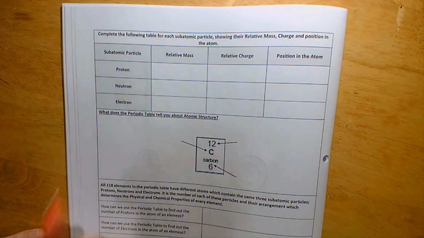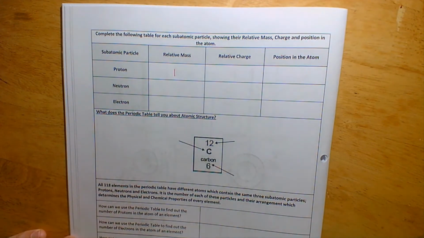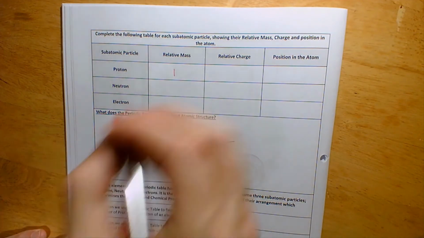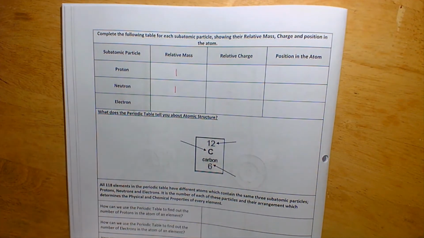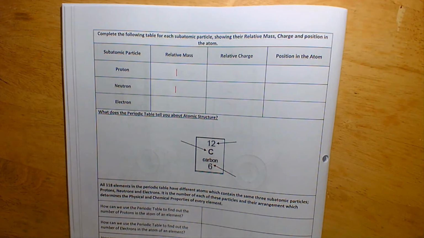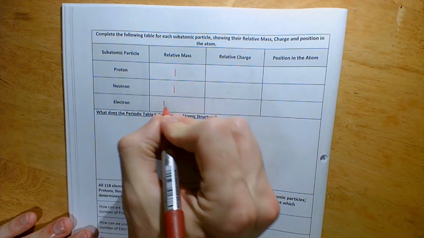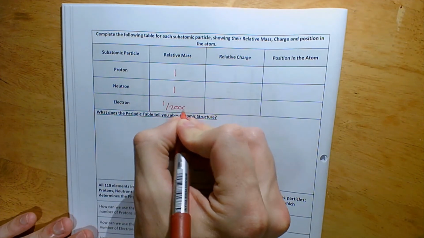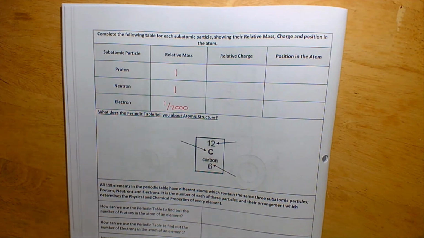A proton has a relative mass of 1. A neutron weighs the same as a proton, so it also has a relative mass of 1. And if you remember back to the very first video, the electron that was discovered by J.J. Thomson was 2,000 times lighter than a hydrogen atom. Now a hydrogen atom essentially is just a proton, so an electron is 1 over 2,000. So it's 2,000 times lighter than a proton.